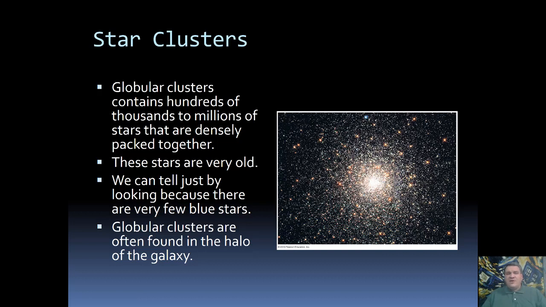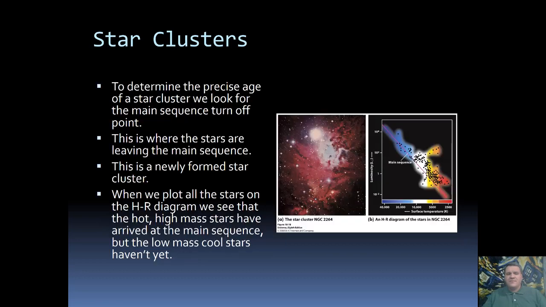So, the fact that we don't have any blue or white stars tells us that this has to be significantly older, and that's exactly what we find. Globular clusters tend to be very old. Generally, we find globular clusters out in the halo of the galaxy. So we have the disk of the galaxy, and then surrounding the disk is the halo. It's out in the halo that we find the globular clusters.